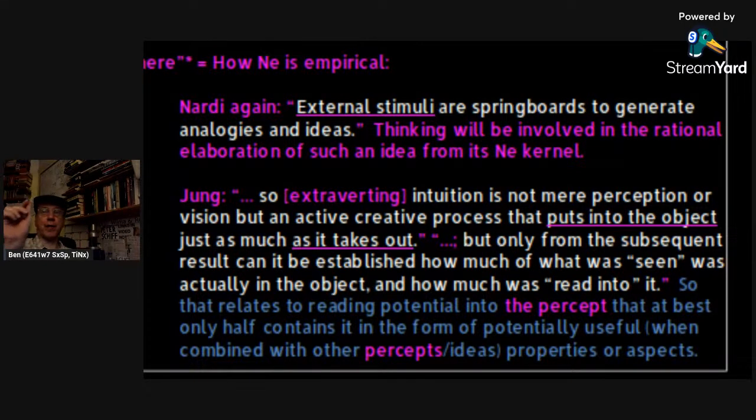So this idea of can it be established how much of what was seen was actually in the object and how much was read into it, and then the reading into it is part of the connections. So you could say properties, and it's like all these properties. Oh, they could be used for this, but I need to know about this. And one of the reasons why NPs can do this better than other types is they tend to have this diffuse, varied knowledge base. And in order to make the connection between A and B, you need to know about B. So you've got to have a wide knowledge base in order to make the connections.